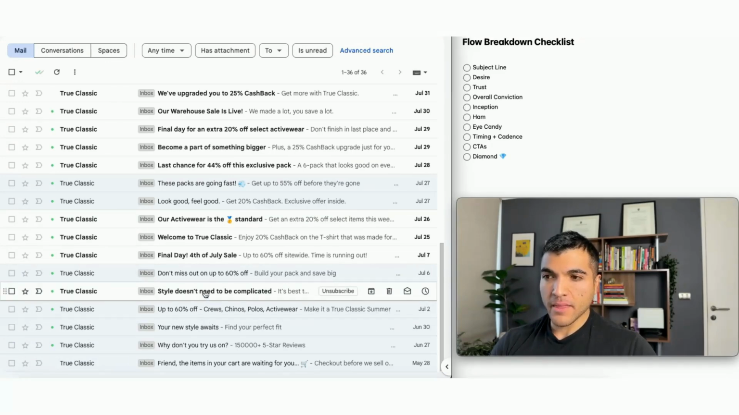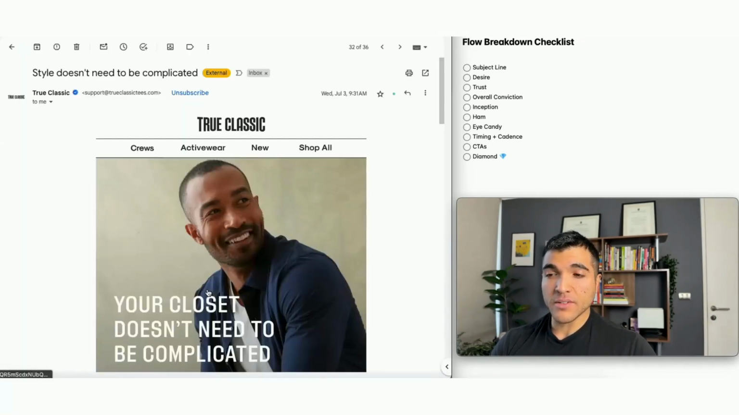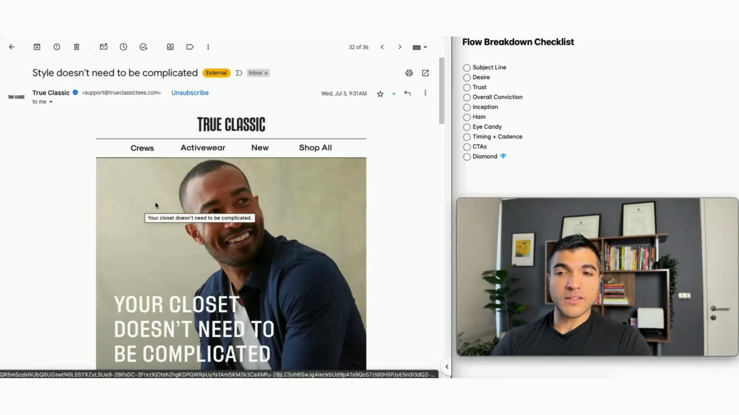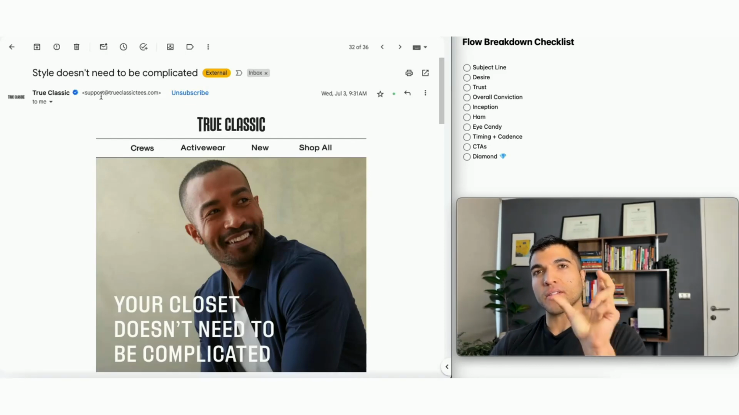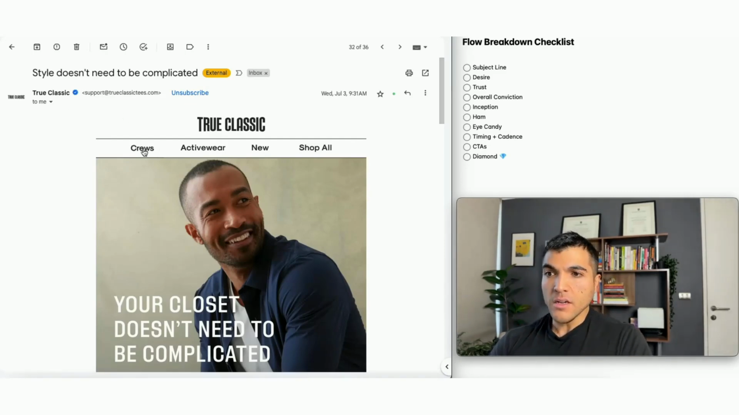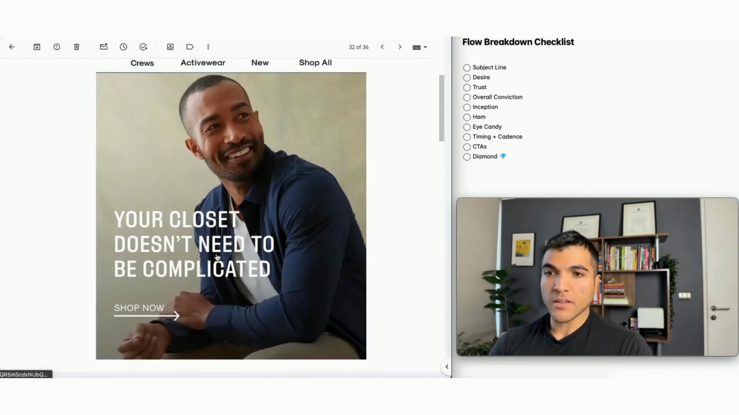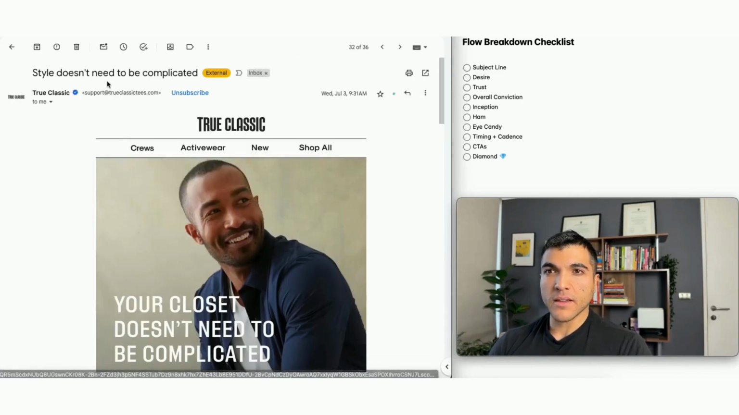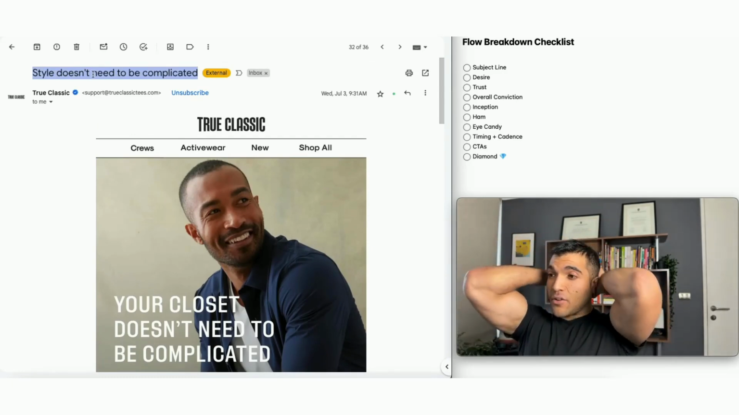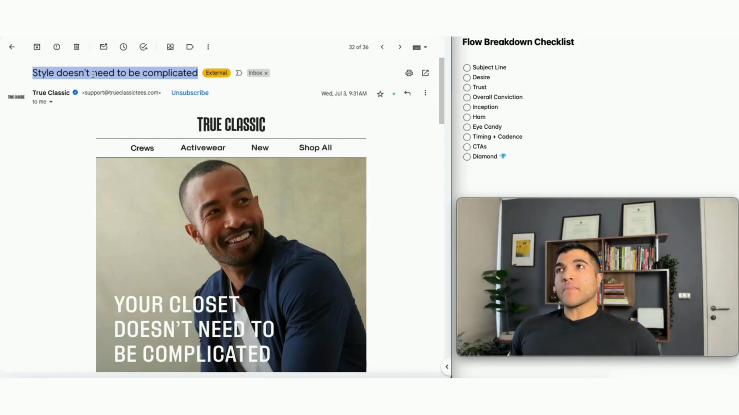And then this is the other email in that sequence, which again, I know because I clicked this before and I checked the URL and saw that this had the flow name on the email. Your closet doesn't need to be complicated. And then the subject line, style doesn't need to be complicated. That is another potential good email, a good frame to put people through.